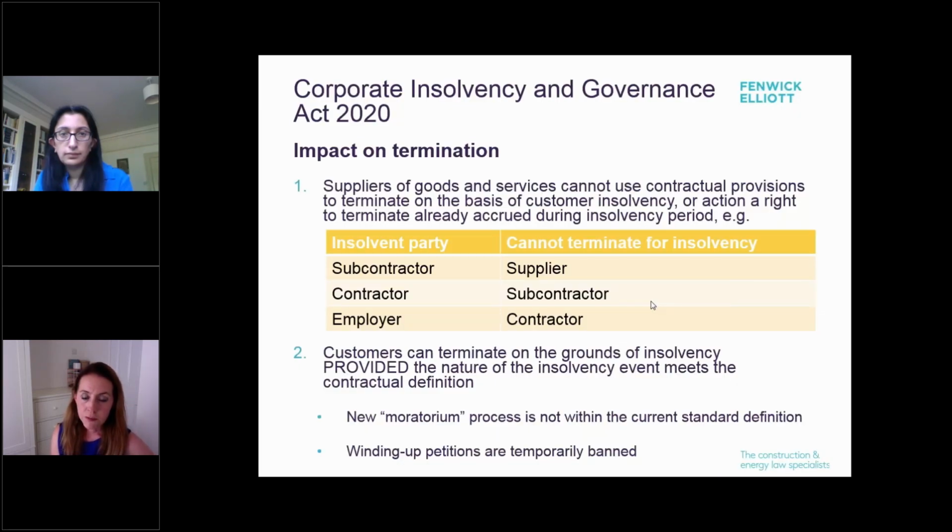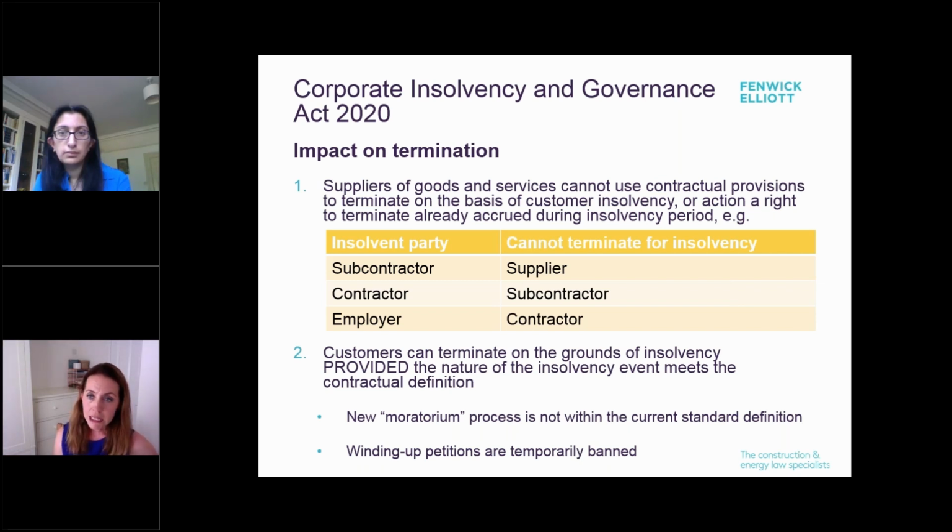So Section 14 of the Act introduces a new Section 233B to the Insolvency Act 1986. It applies to contracts for the supply of goods and services, and that is going to include construction contracts because they most certainly are contracts for the supply of services. So the Act is going to apply to our world. If the customer becomes insolvent, the supplier cannot exercise a right to terminate that has already arisen but not been actioned during the insolvency period. So you need to get in quick before the insolvency happens. Nor can the supplier use contractual provisions to terminate on the grounds of the customer's insolvency. Any contractual provision that allows them to do so will be inoperable.